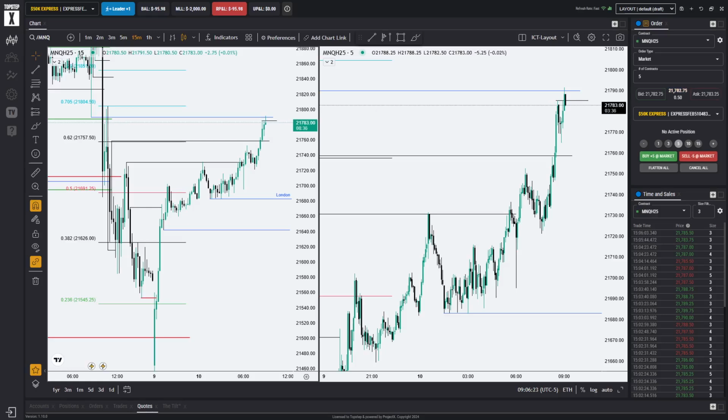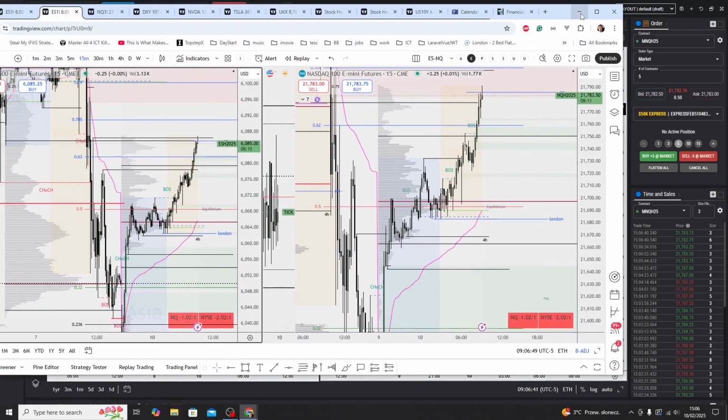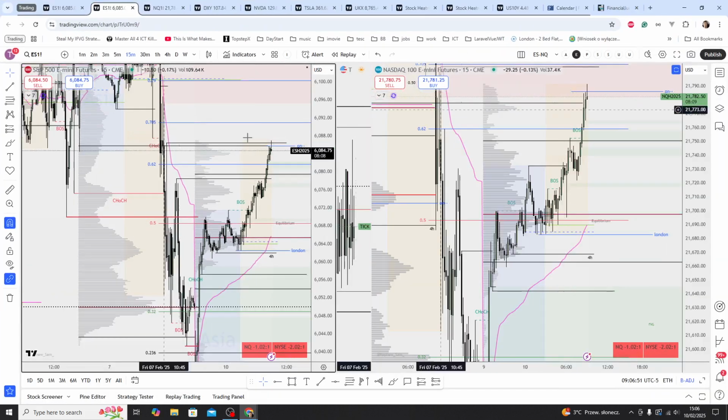Today is 10th of February 2025. This is Truck Trader, and we are looking at Nasdaq. It is 9:05 US time. Let's have a look quickly at what we have.